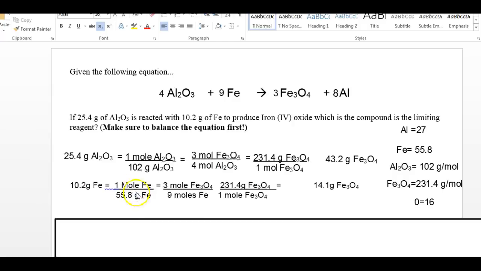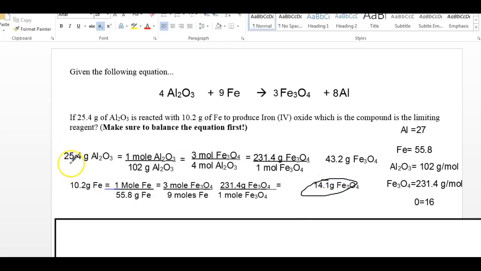Again, the main thing we're looking at here is we're changing this iron to moles, and then we're using the mole ratio. Then we take that mole ratio we figured out and convert that into grams. So if we go 10.2 times 3 times 231 divided by 55.8 divided by 9, we will have 14.1 grams of iron oxide. So with aluminum oxide we can produce 43, about a little more, and then we can produce right around 14 grams. So this is the limiter right here. Iron is the limiter because it produces the least.